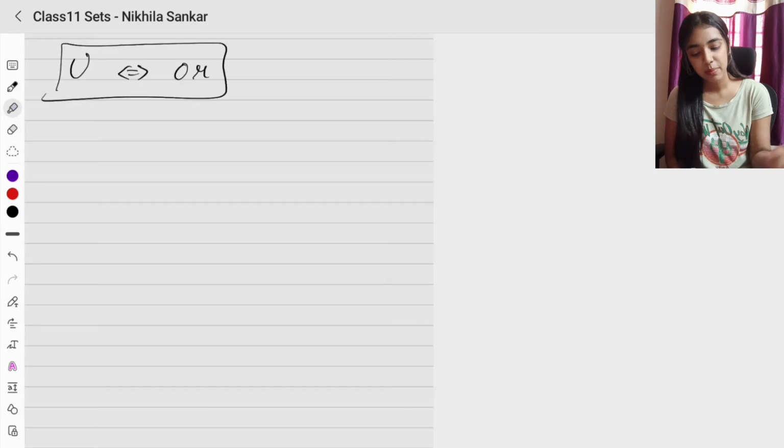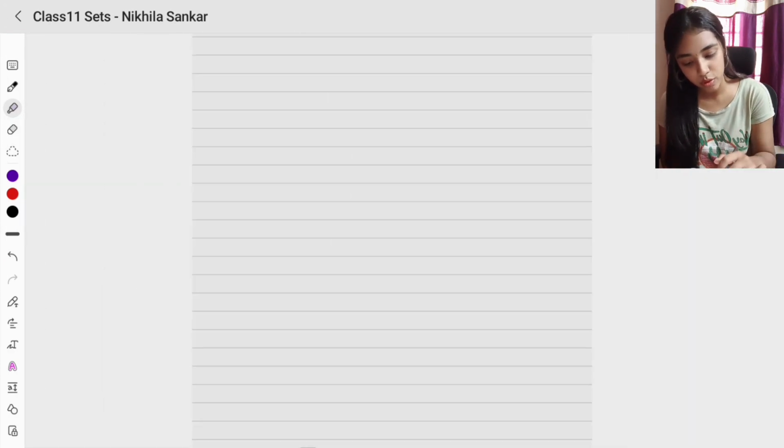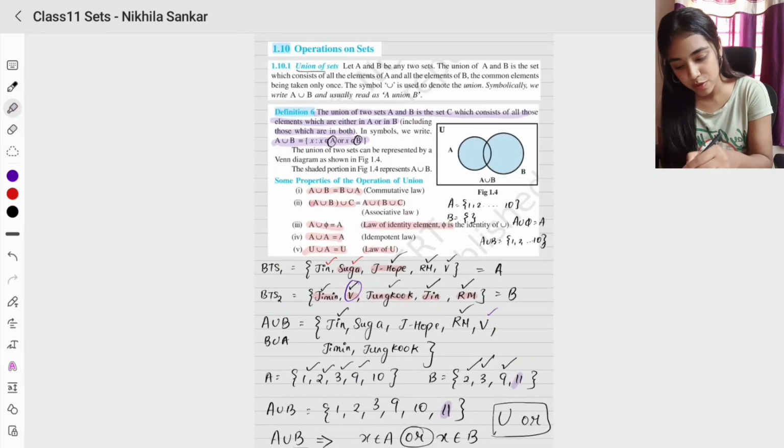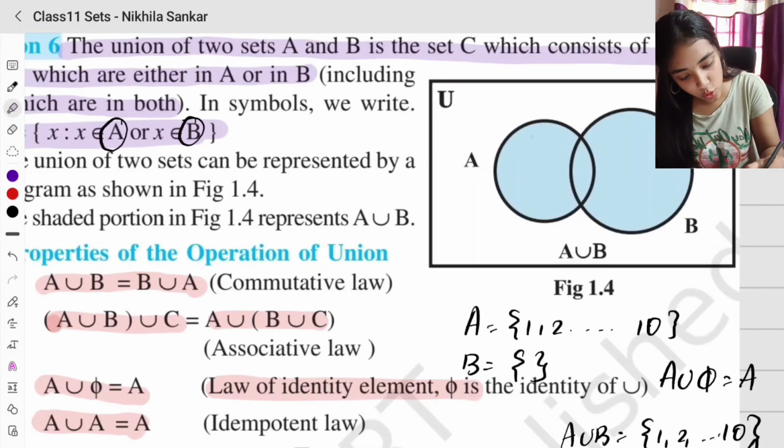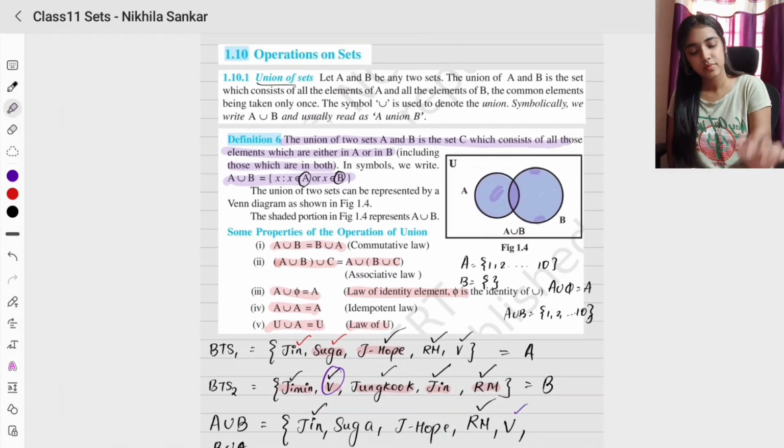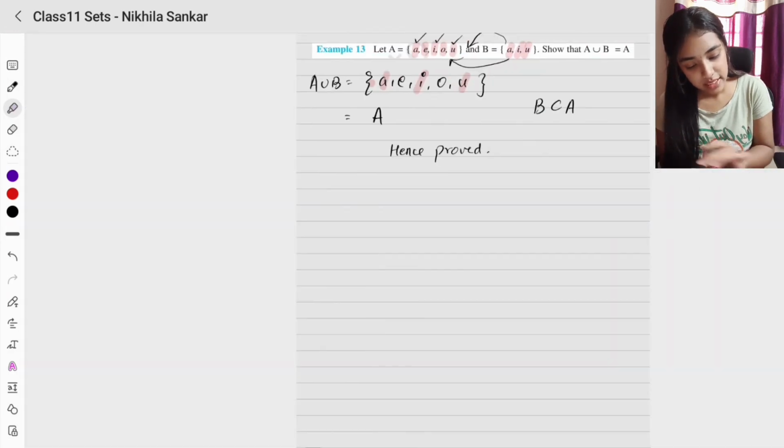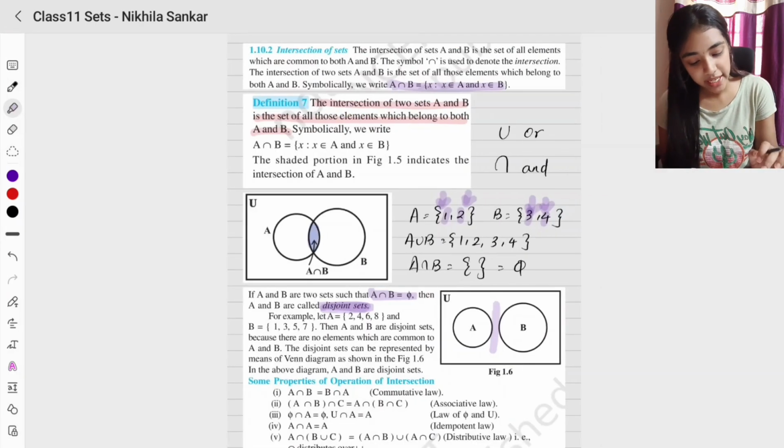You see here. Now how are we going to represent union in a Venn diagram? My Venn diagram is going to be like this. I'm going to shade this whole part. This whole region is my entire A and this is my entire B. So this is my A union B. So this is how you see it. This is A union B and this is my A intersection B.